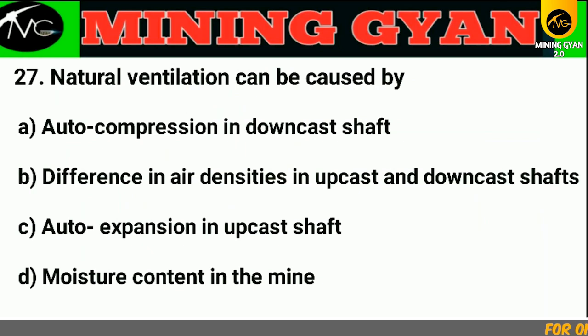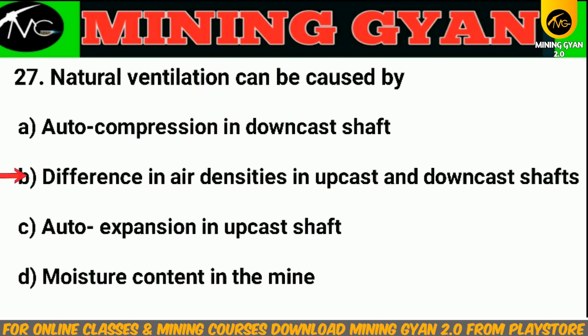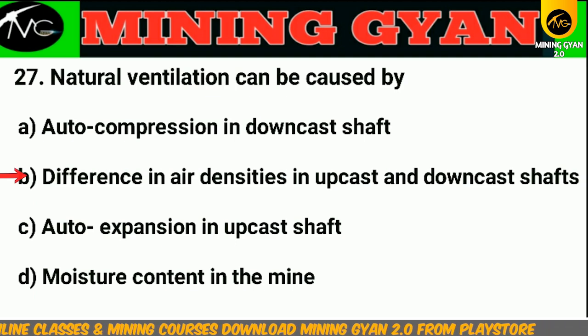Next question is, natural ventilation can be caused by A. Auto compression in downcast shaft, B. Difference in air densities in upcast and downcast shafts, C. Auto expansion in upcast shaft, D. Moisture content in the mine. Right option is B. Difference in air densities in upcast and downcast shafts.